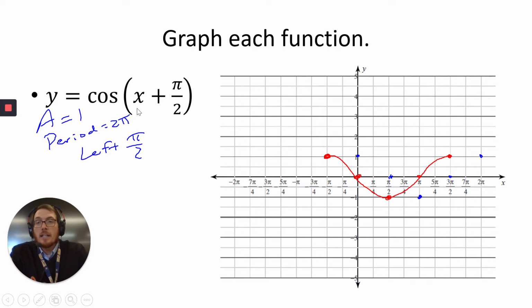The next one is cosine of x plus pi over 2. So the amplitude is 1, period is 2 pi. This moves to the left pi over 2, and if you have to plug that in, that's a phase shift of negative pi over 2. So to the left is the same as a negative phase shift.